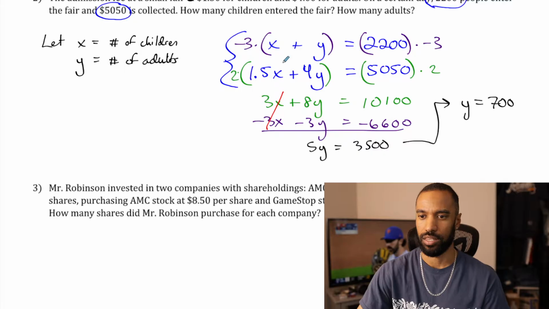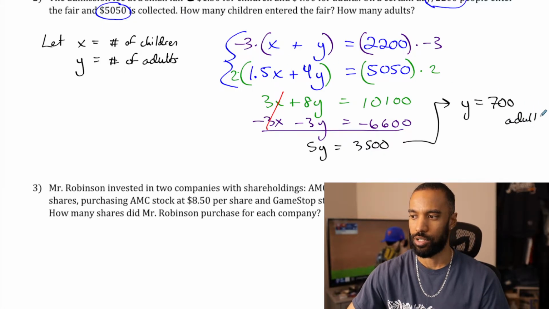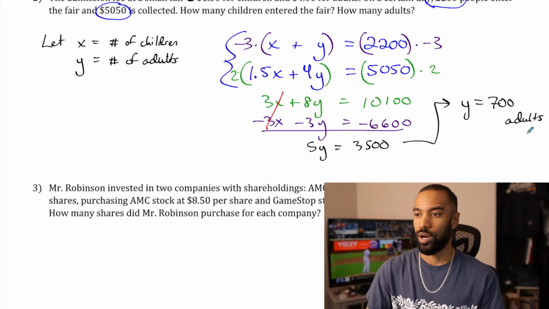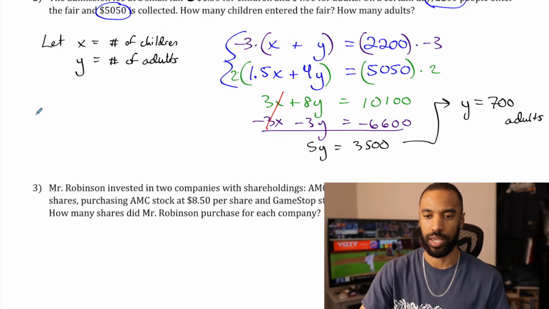What does y represent? The number of adults. 700 adults attended the fair. How many children attended the fair? Well, 2,200 people did total, so you can substitute again.